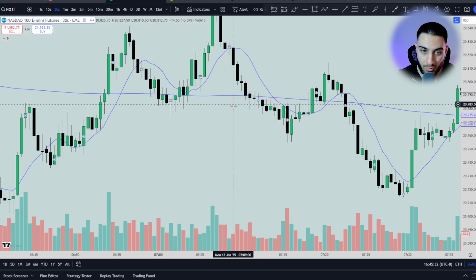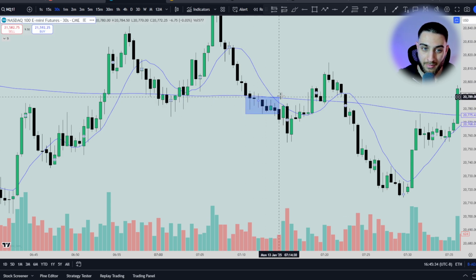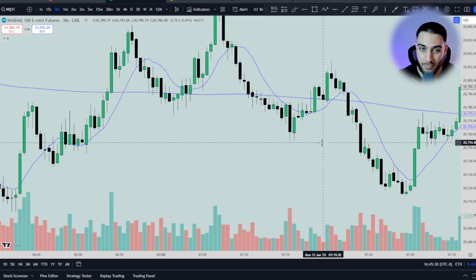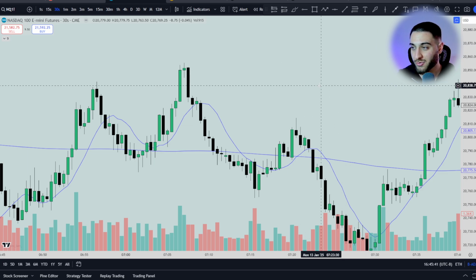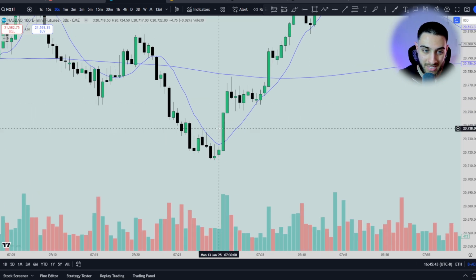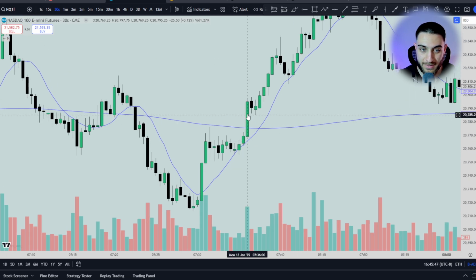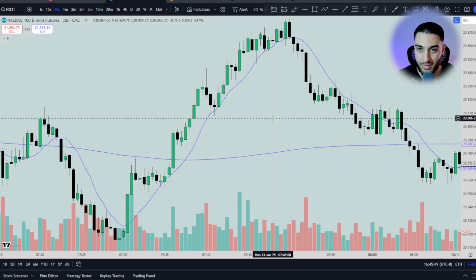But then this whole area is not momentum, because look at these wicks, these small bodies and small wicks. Ideally, if I had to describe momentum in a picture, it'd be something like this candle. Literally pure buying pressure towards one direction, with very low wicks.